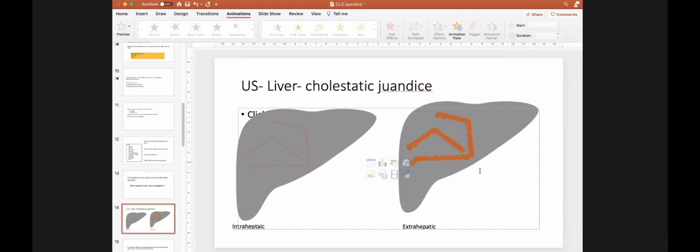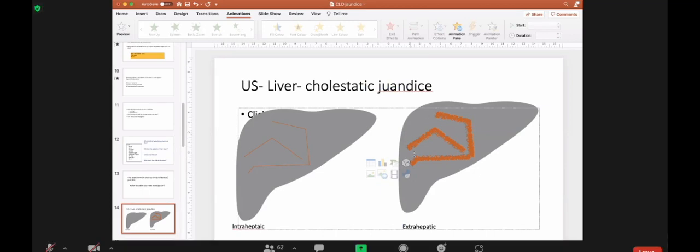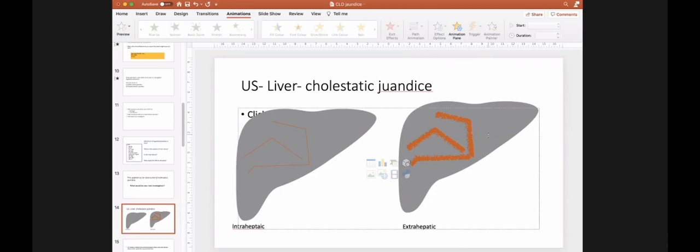If the duct system is clogged, then you expect the ducts to get dilated, right? And it's then that you see this dilated system on the ultrasound scan. That is called extrahepatic jaundice. So when we say extrahepatic, we don't mean that the obstruction is outside the liver. We mean the obstruction is after the hepatocyte has excreted the bilirubin into the duct system, right? So usually it's a problem within the duct system. The lumen or the wall of the lumen is blocking the flow.